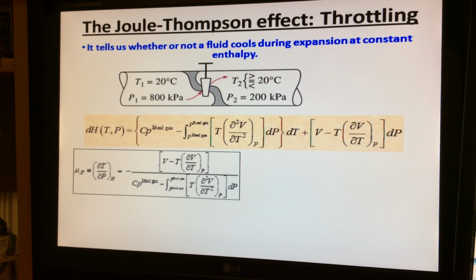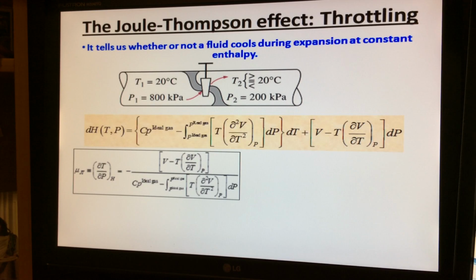The topic that we started looking at on Friday was the Joule-Thomson effect, or simply the process called throttling. The Joule-Thomson effect tells a story about a particular fluid undergoing some changes. It tells us whether or not a fluid cools during expansion at constant enthalpy. And it's very important that you understand that the process is a constant enthalpy process.